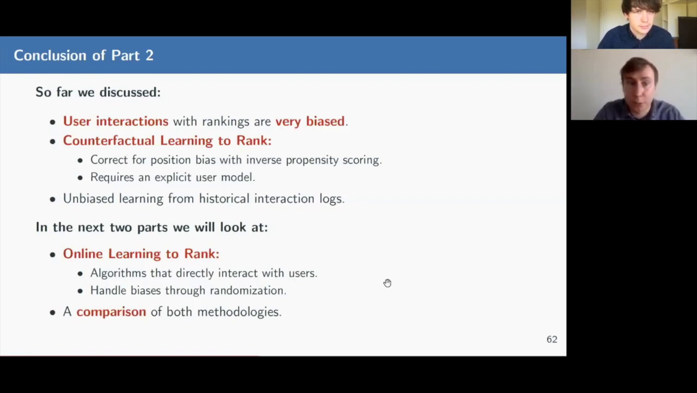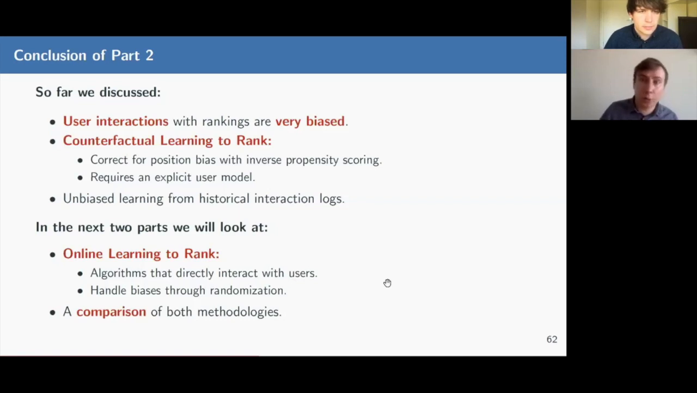But there is a but, it requires an explicit user model. So in this case, we've looked at, for example, position bias as being one of the major models that we typically use, where we say this examination probability depends only on the rank of a document. But it enables unbiased learning from historical interaction logs, which is a very powerful thing because historical interaction logs are, for practitioners, widely available, and being able to learn in an unbiased fashion from them is very powerful.